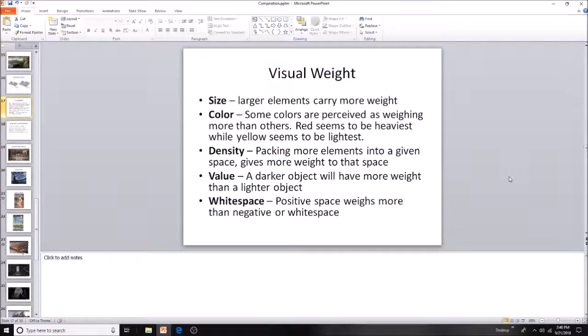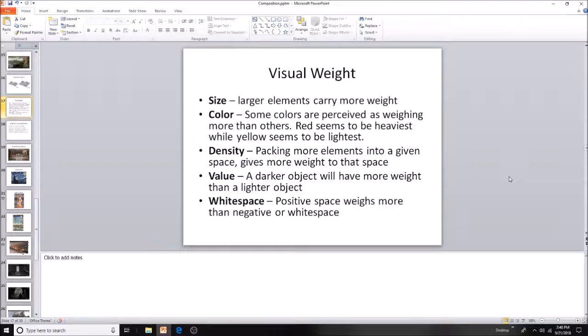So just to quickly go through them, obviously size. If something's larger, we're going to think it weighs more than something smaller. Colors can also influence how heavy we think something is, right? So we perceive some colors as being heavier than others, with red being the heaviest and yellow being the lightest.